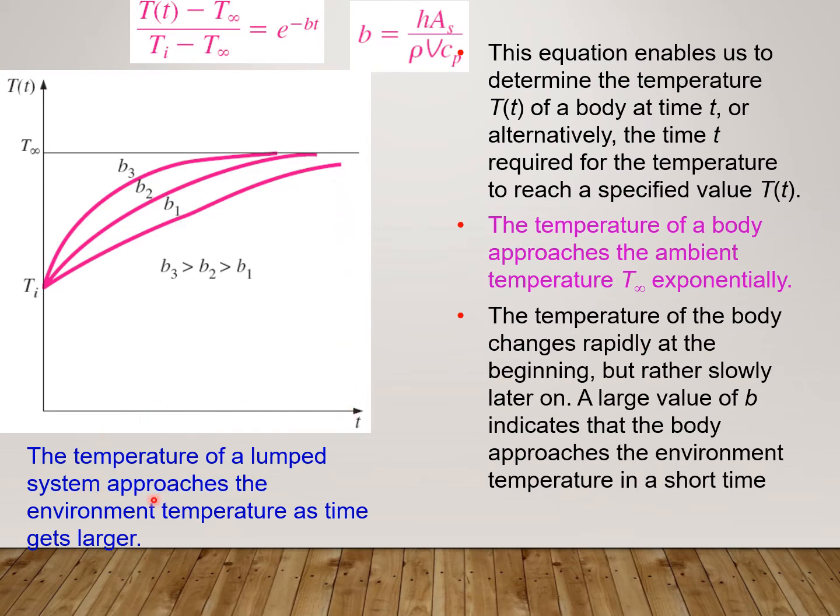The temperature of a lumped system approaches the environment temperature faster as b gets larger. B3 is greater than b2, and then b1; the slope is greater for b3, b2's slope is less than b3's, and b1's is the least. That is all about this slide.